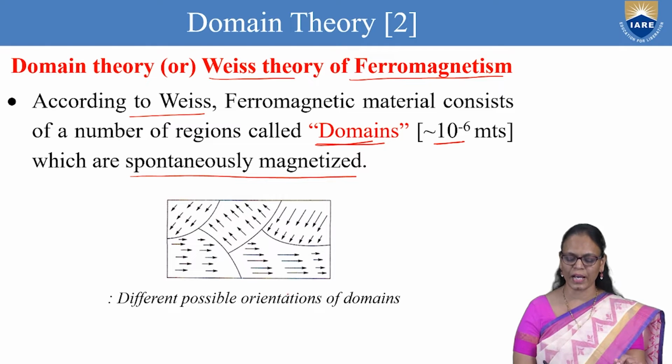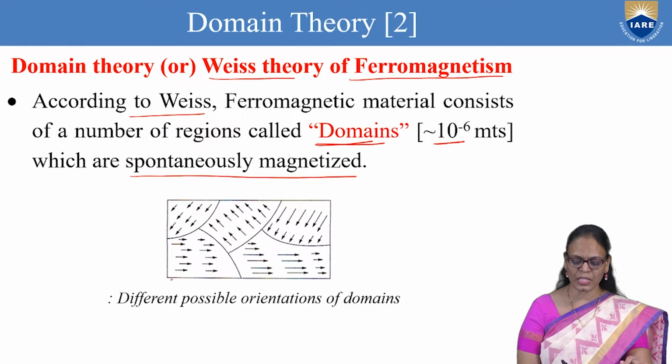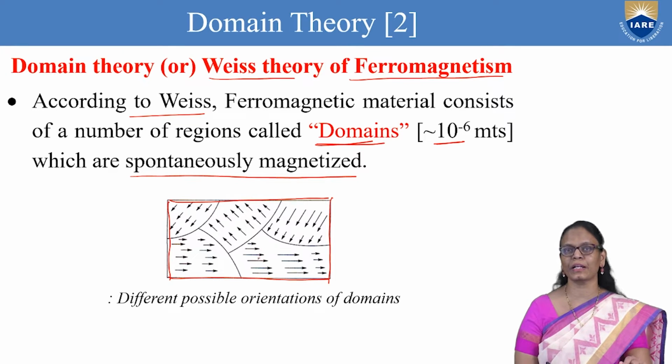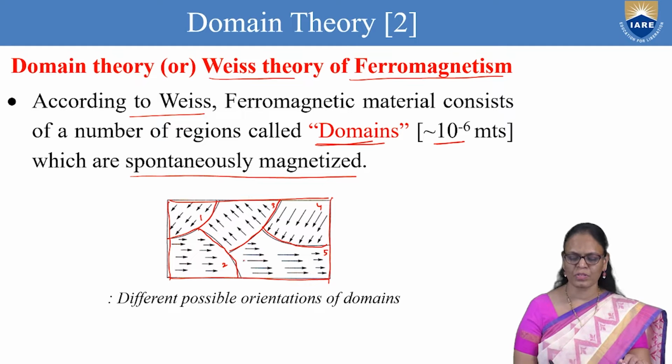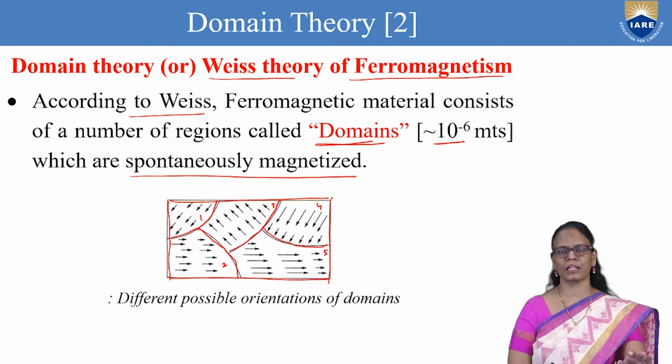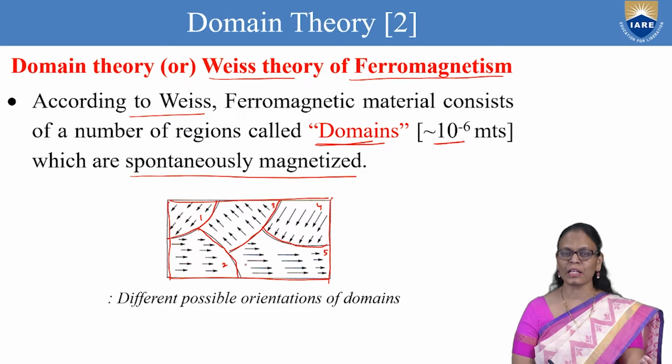Means whenever I take a small region, all the dipoles in that region will be oriented in a particular direction. If you see the diagram here, this is the ferromagnetic material we have taken, and these are domains. This is domain 1, domain 2, domain 3, domain 4 and domain 5. It is just a diagrammatic representation. There may be many domains, but here, for example, we have taken 5 domains.